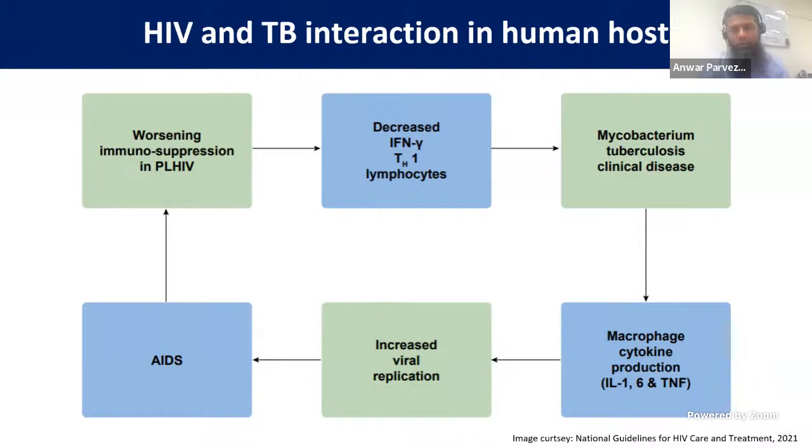Then macrophage cytokine production will increase, especially interleukin-1, interleukin-6, and TNF alpha, and because of that, viral replication is further enhanced. So there will be much viral replication, which causes AIDS, which again causes immune suppression. Again, the cycle continues. This is also the reason why reinfection rates are common.